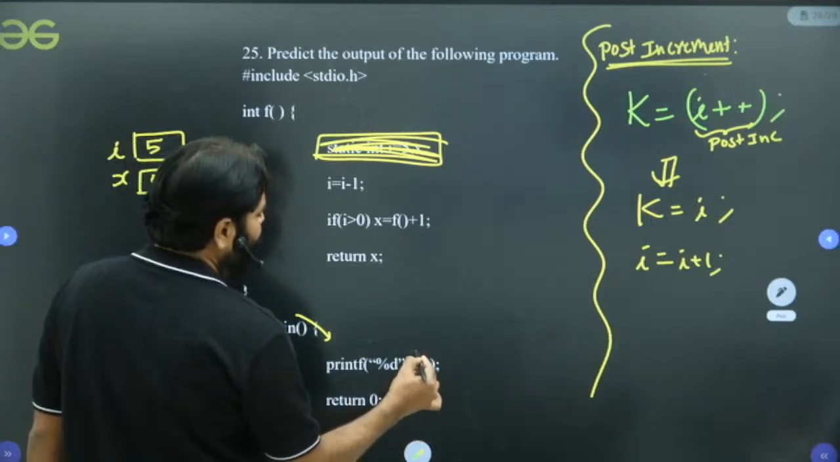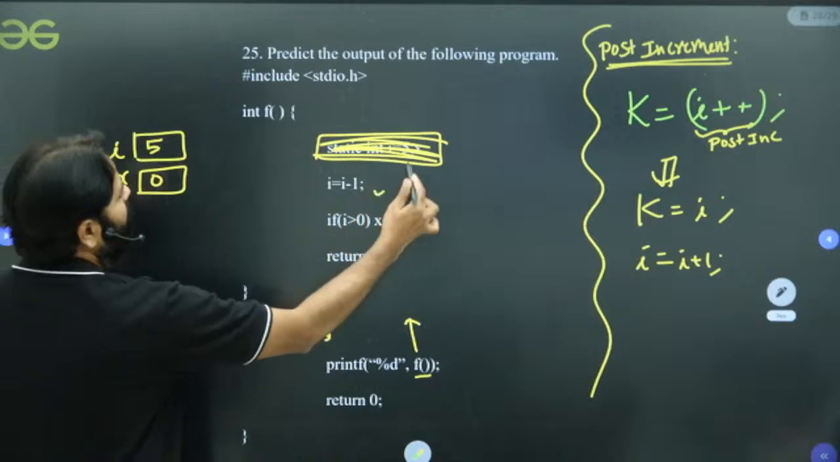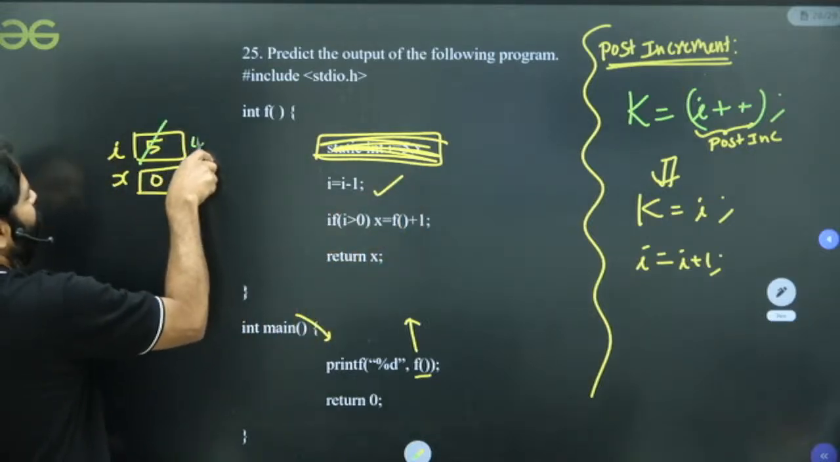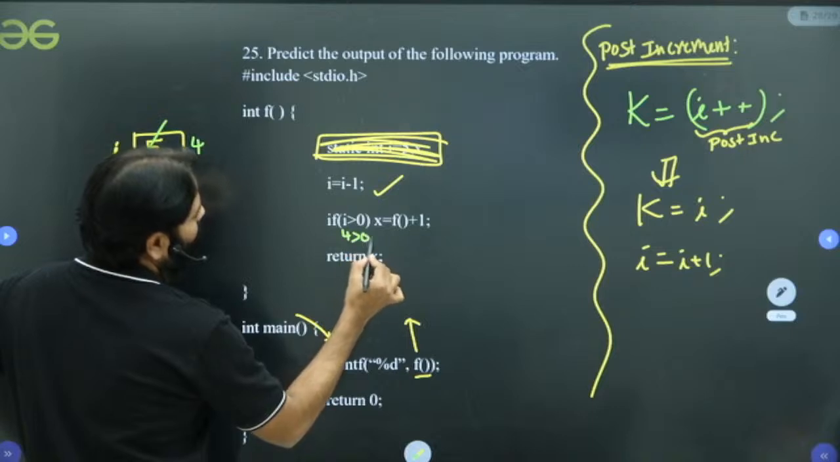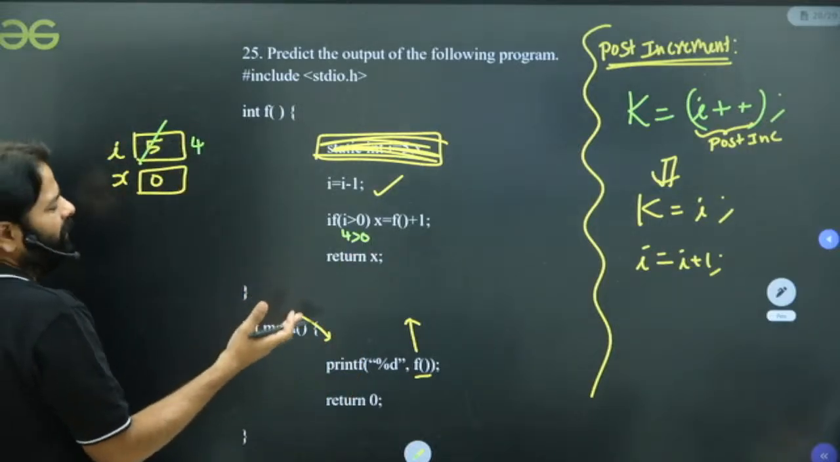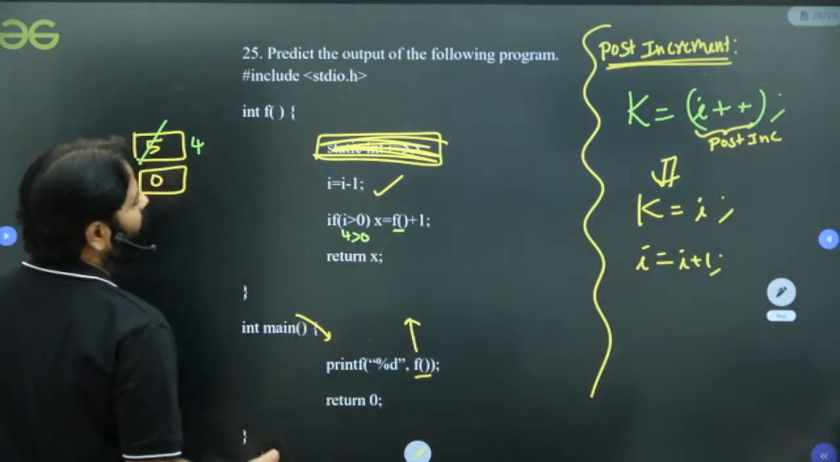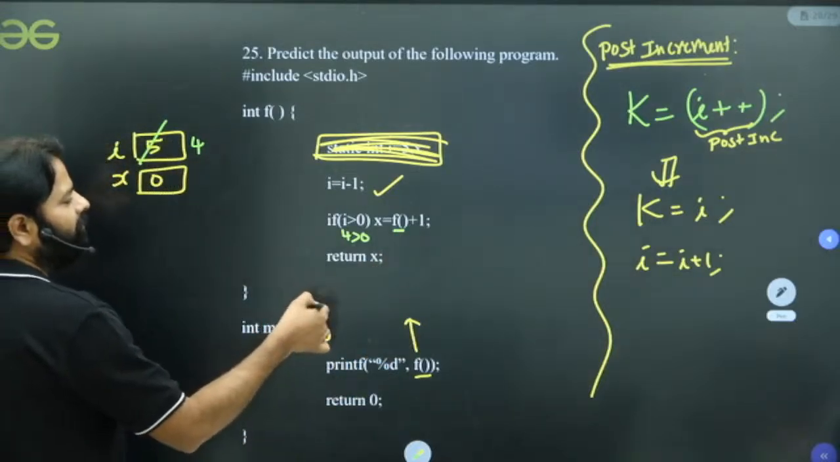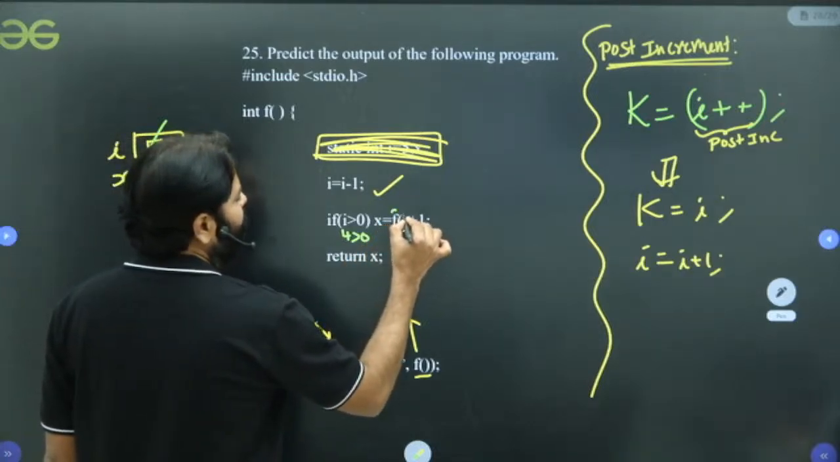When you call f, i = i - 1, that is 4. And 4 is greater than 0, true. So what do you do? x = f + 1. You can use a tree method if you like. So x you will get once you know what f is. What does f do again? Have we done it? What is the value of f?